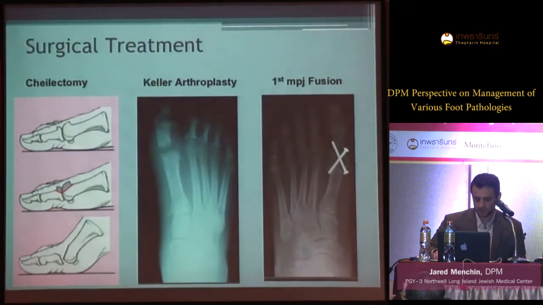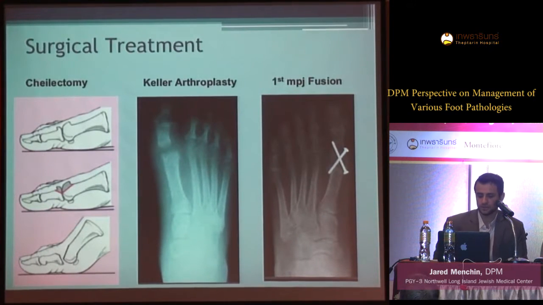If none of those work, for surgical treatments, most commonly what we'll do is called a cheilectomy. All that is, we're shaving off the dorsal third of the metatarsal bone, and we're shaving off the dorsal lip of the proximal phalanx. That should give us increased range of motion, and while that's not a definitive procedure, it should buy you at least a couple of years.